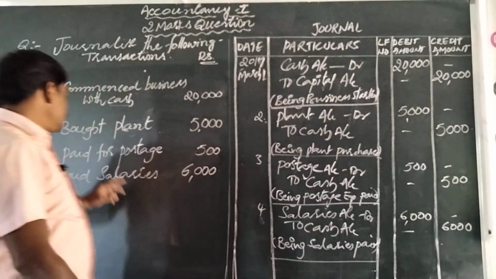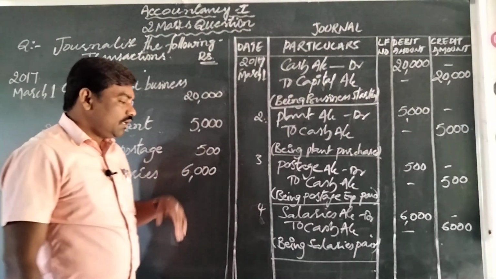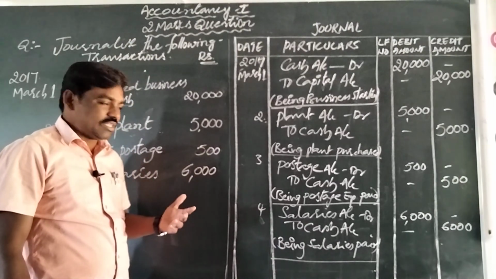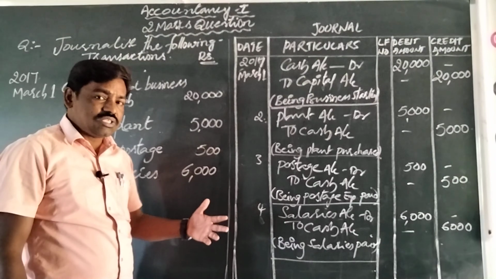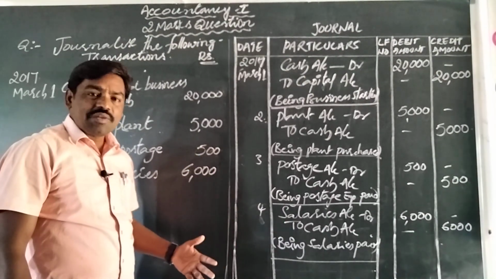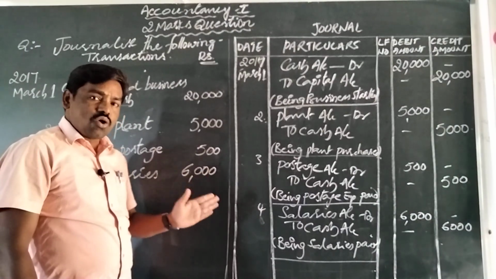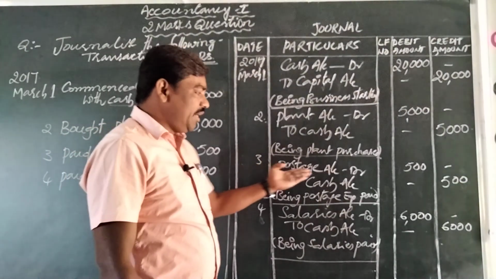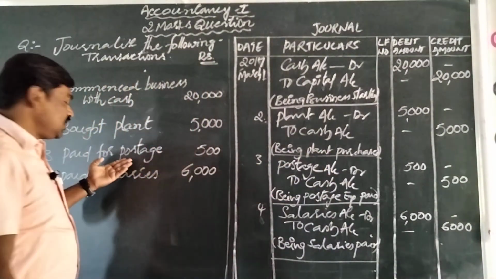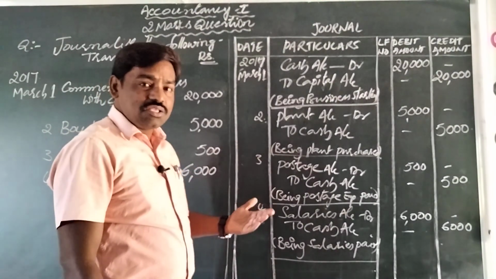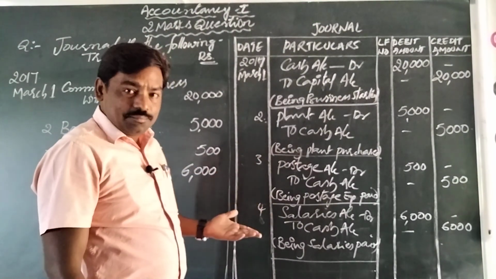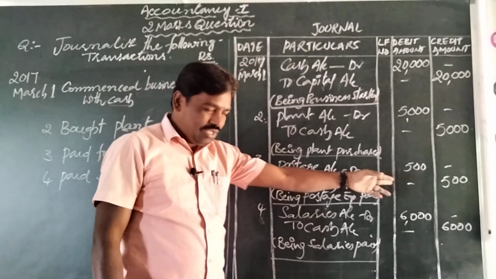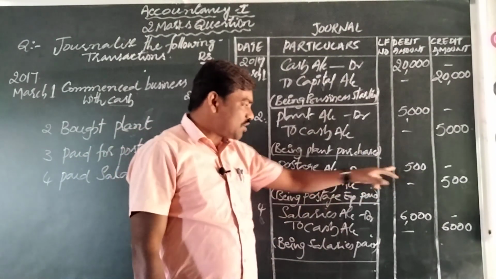And come to the third entry, that is paid for postage. Here we paid postage expenses. Postage expenses are related to nominal account. Nominal account principle says that expenses, losses, costs should be debited; incomes, gains and profits should be credited. Here postage is an expenditure, that should be debited as per nominal account principle. And the postage expenses we met in the form of cash. Cash is related to assets, comes under real account. Real account principle says that what comes in, debit; what goes out, credit. So cash goes out of the business, that should be credited. So postage account debit to cash account 500.